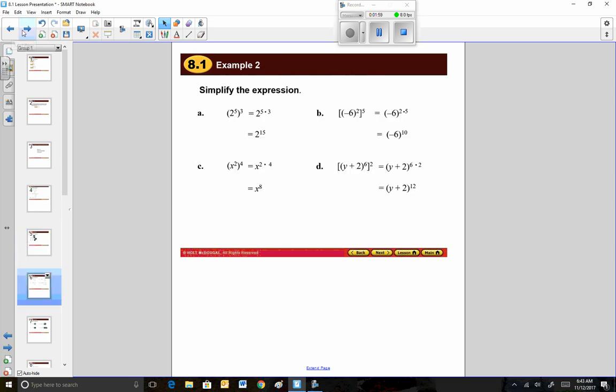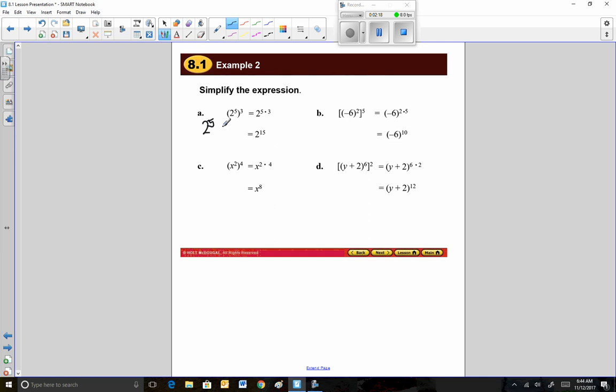Let's try another example. Here's example 2. Now notice the difference here. We have 2 to the 5th power, and then we have a set of parentheses. What does that mean? If we take 2 to the 5th power and then take it to the 3rd power, that's the same thing as writing like this. 2 to the 5th times 2 to the 5th times 2 to the 5th. That means we have 5 plus 5 plus 5, 15. Now the shortcut is, if you have a parenthesis, take 3 times 5, and you'll get 15.